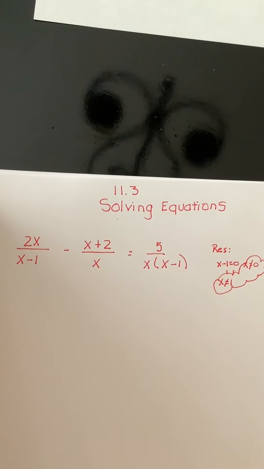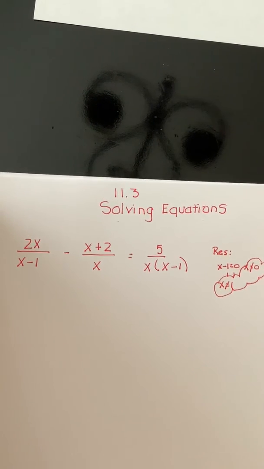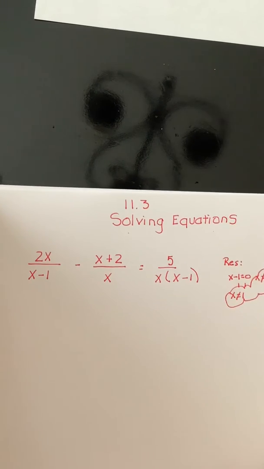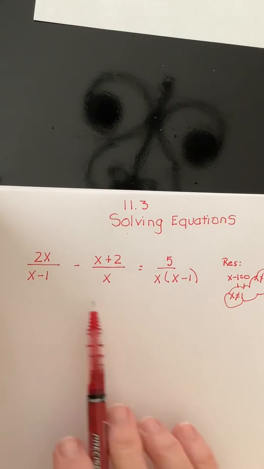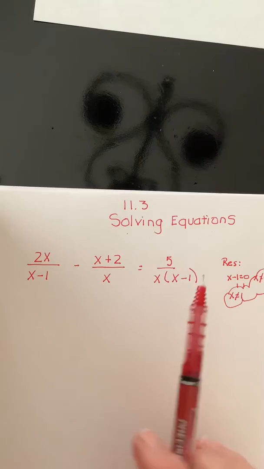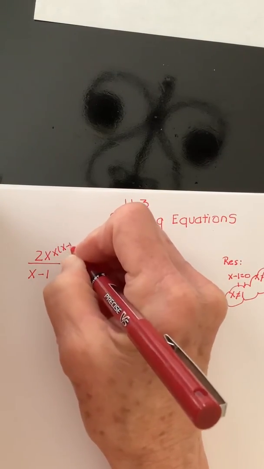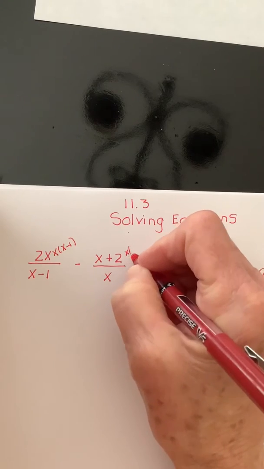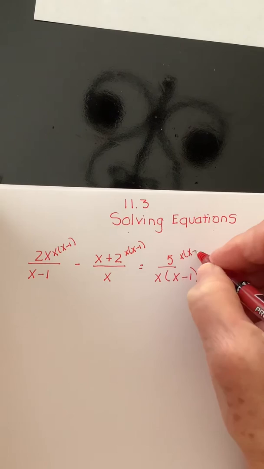Okay, so we want to go through and multiply by a common denominator. When we do that, remember I write the denominator in front or beside every single term. So our common denominator is going to be x times x minus 1. I'm going to multiply this by x times x minus 1, this x times x minus 1, and this x times x minus 1.